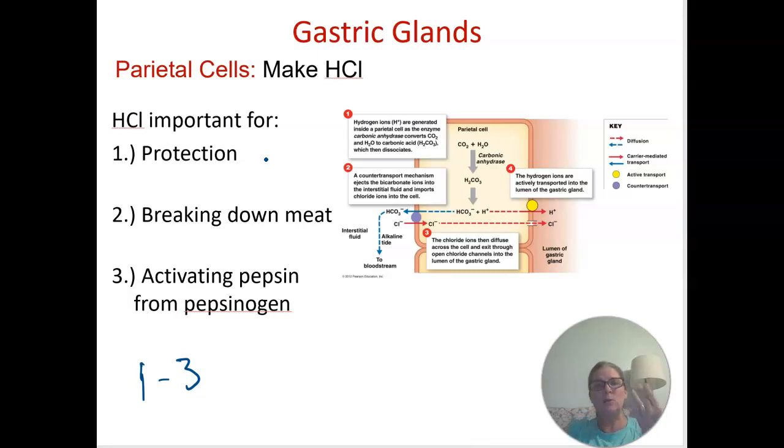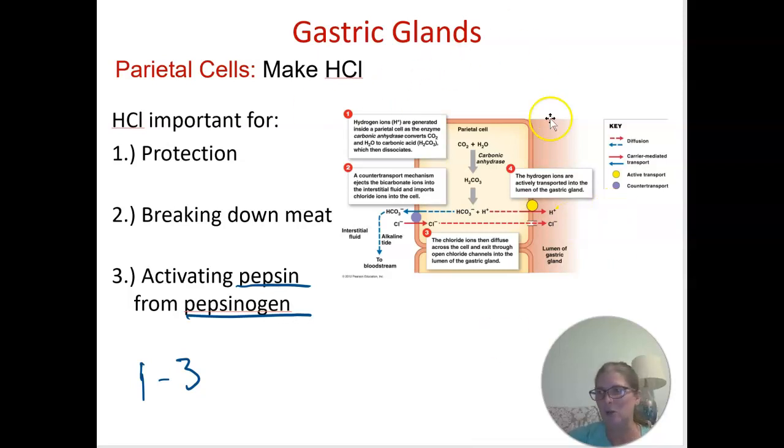So remember, when we swallow cells, debris and pathogens, when they hit our stomach, they're going to die because it's just so acidic. It does help break down meat, so physically breaking down meat. And it also is critical because it's going to activate the enzyme pepsin from the inactive form called pepsinogen. Pepsin is the active version of pepsinogen. I apologize for that. There's too many P words, because pepsin breaks down protein.